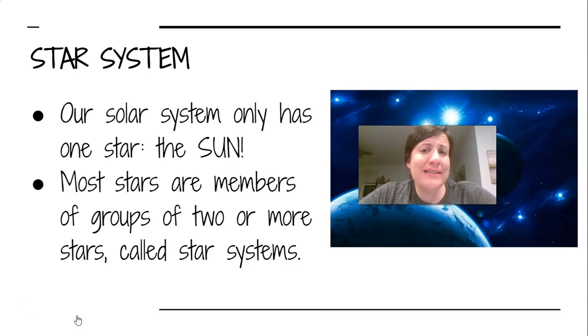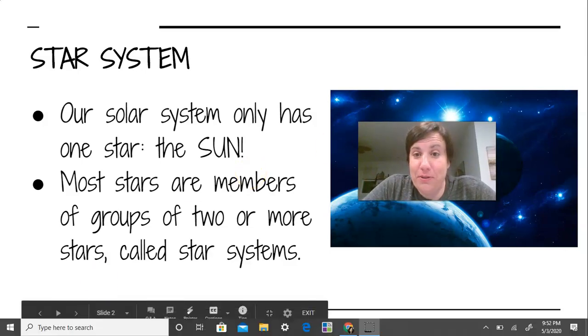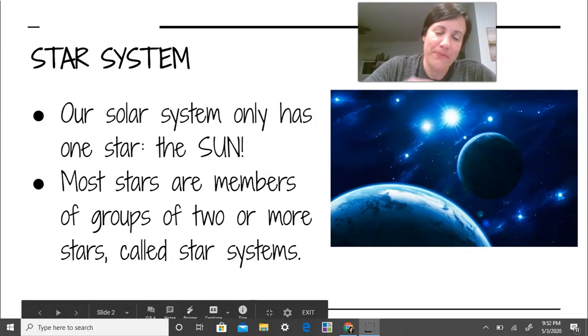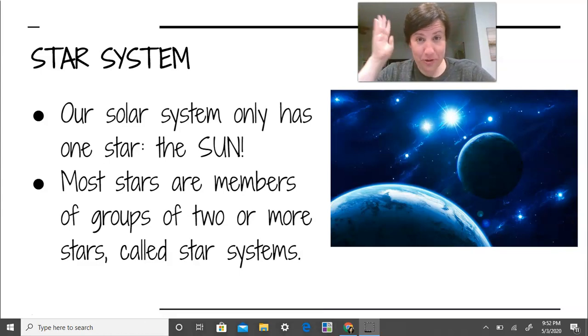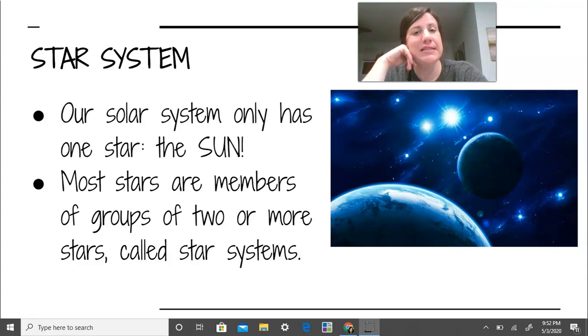Our sun is just singular, uno, no dos. It is chilling out by itself in our solar system. Let me just move out of the picture. There we go. So it is out there in our solar system, and it is the only star in our solar system.